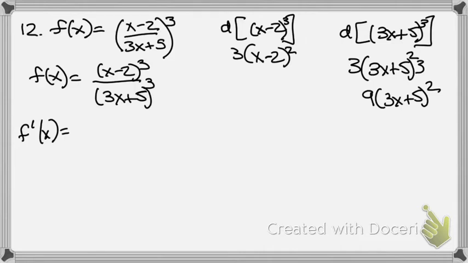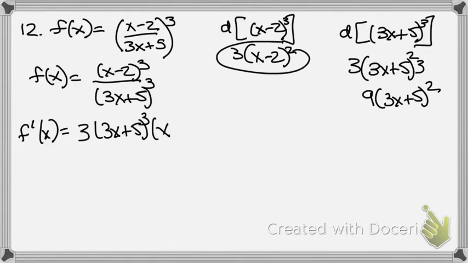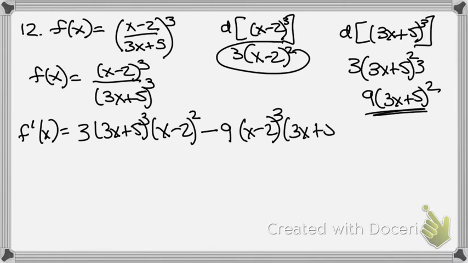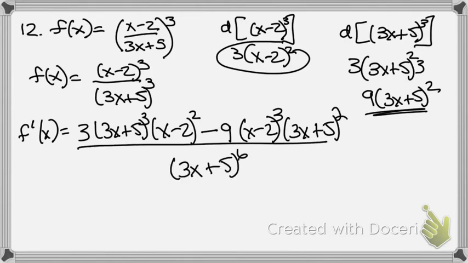Low, D high, I'll put the 3 here, and then the (x - 2)^2, minus high, D low is this, 9. Draw the line and square below. When you square a cube, it becomes a sixth. And that's most of it, except you just want to factor and cancel.